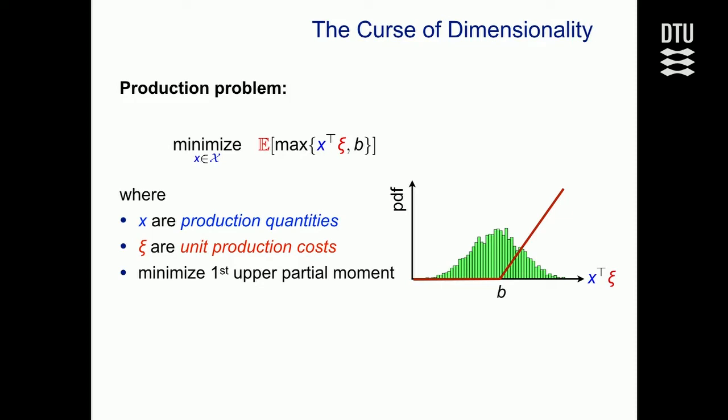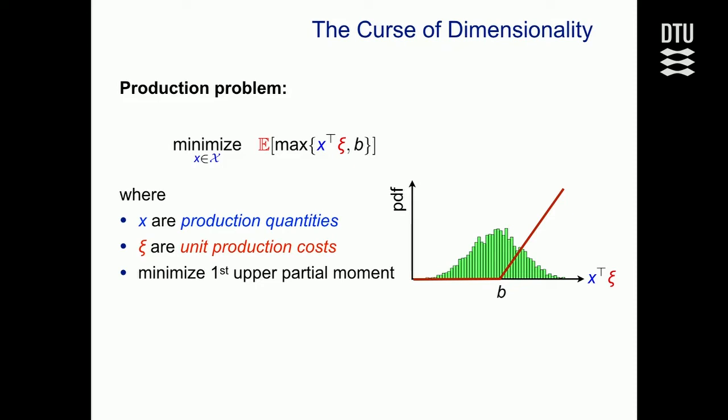So let's assume we would like to minimize the risk of the total production cost. And as a risk measure, I use here the first upper partial moment, which is basically this expression here, essentially it just evaluates the expected cost above a certain given threshold B, right?